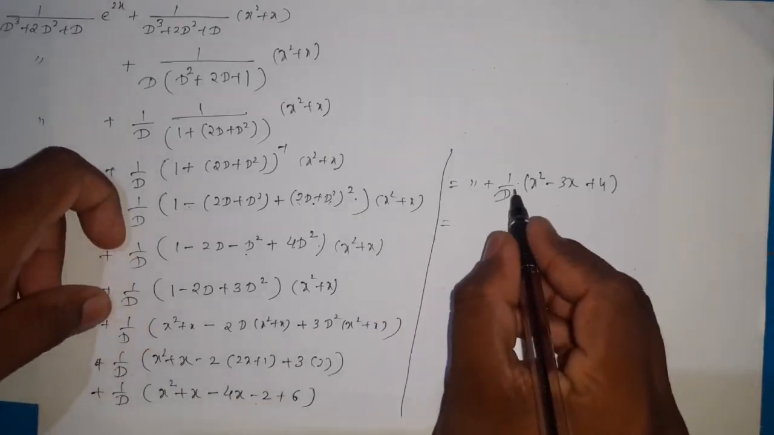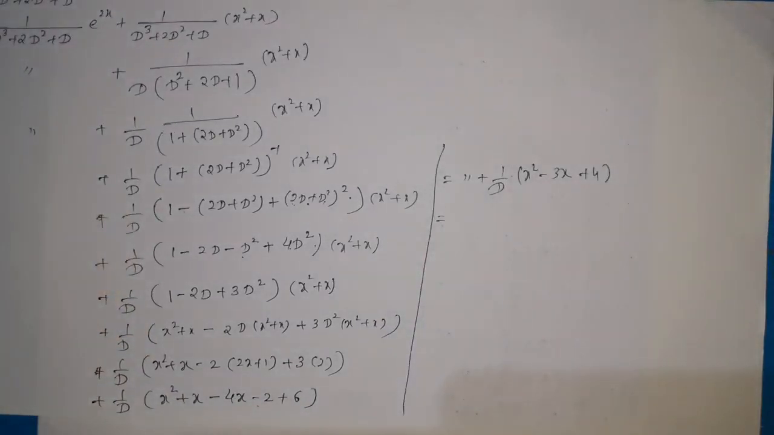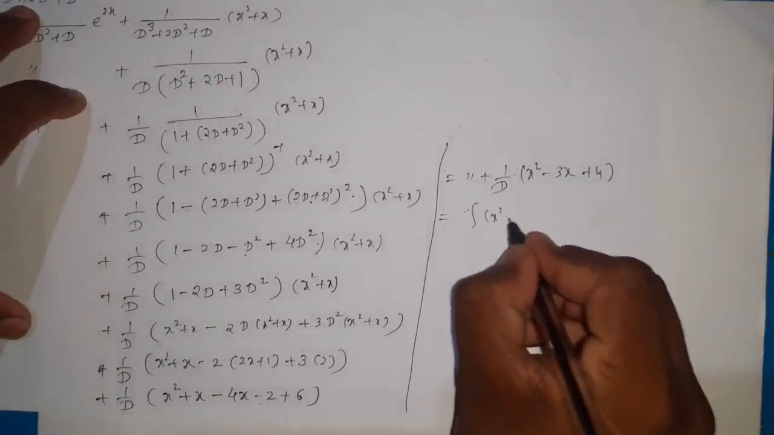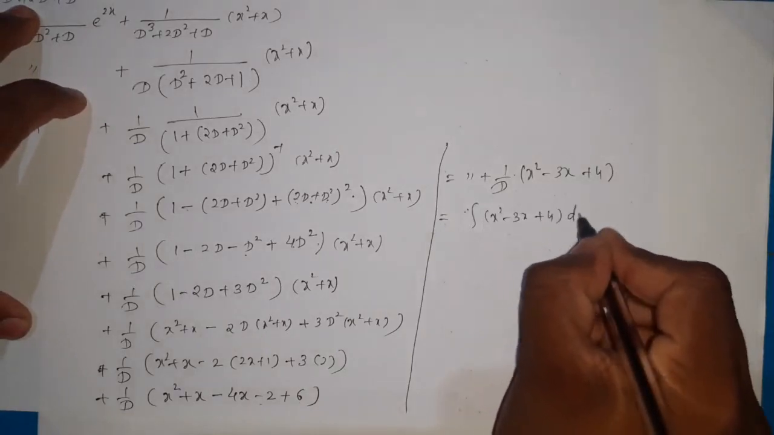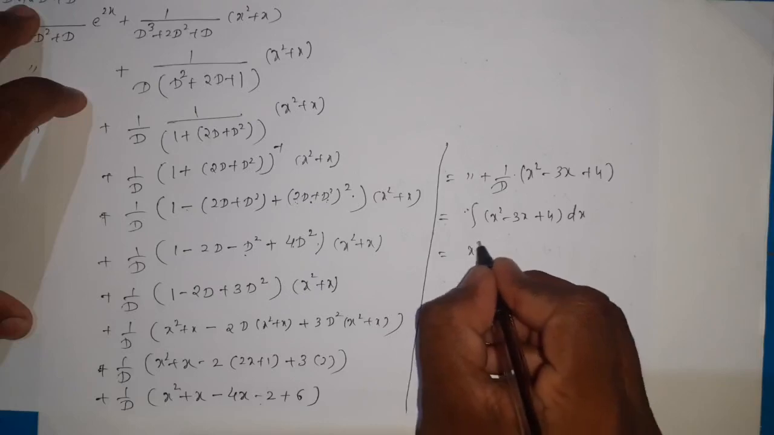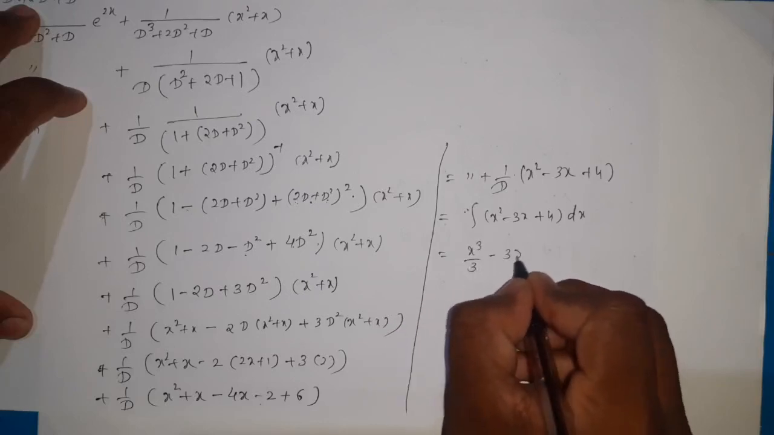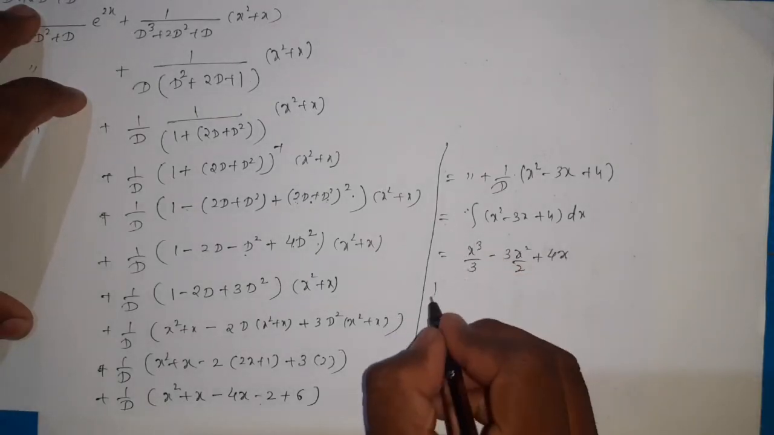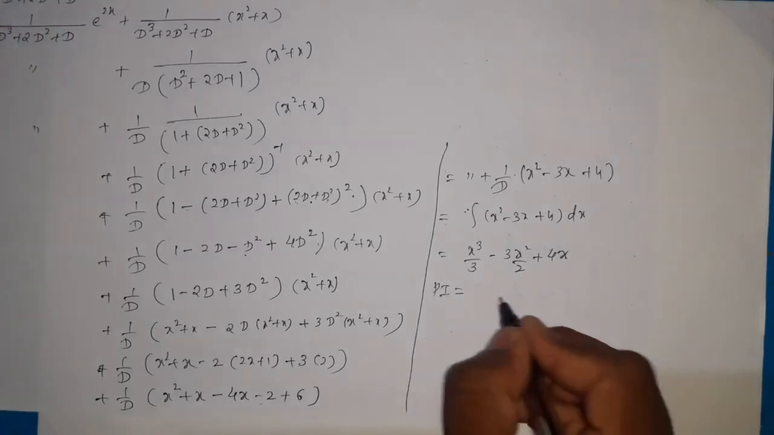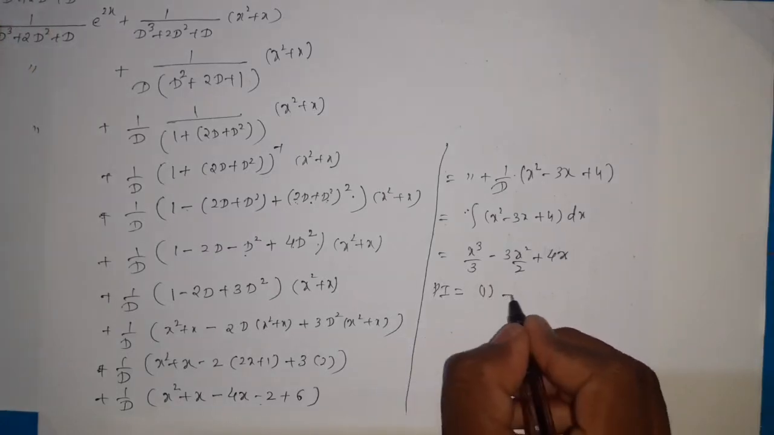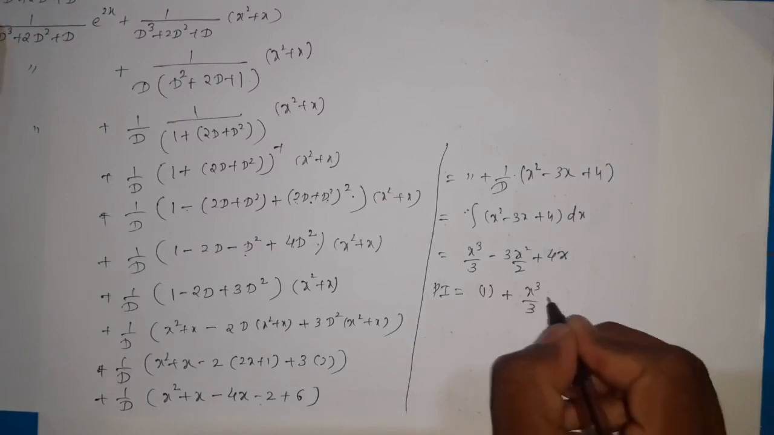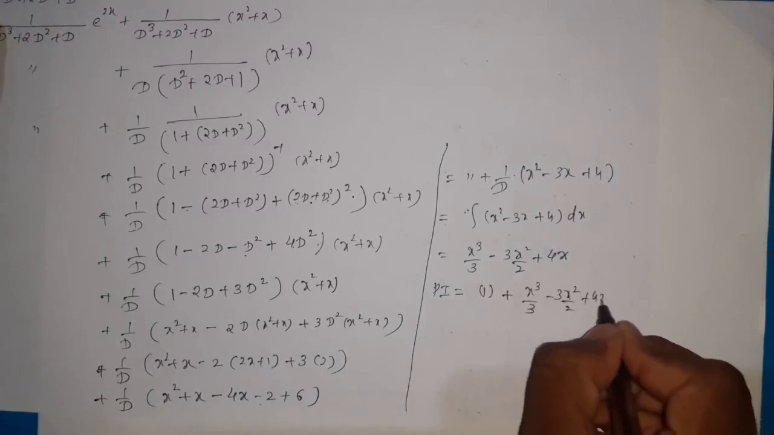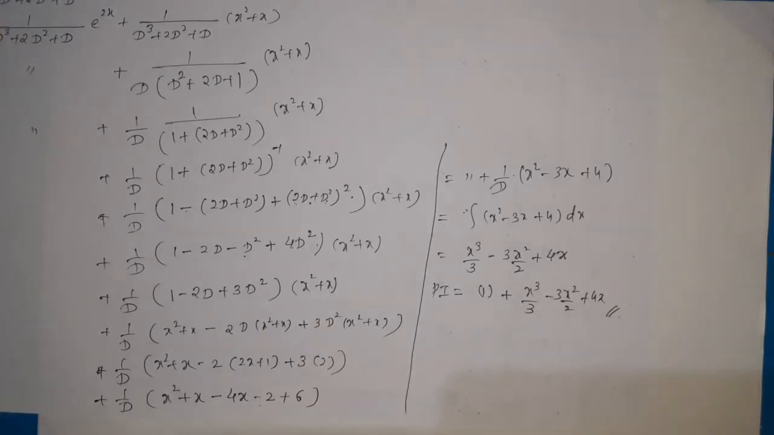Then this is equal to, so we know that 1 by D is the inverse operator. So therefore the integration of x square minus 3x plus 4 into dx is equal to x cube by 3 minus 3x square by 2 plus 4x. So therefore the particular integral is equal to the solution of the first part plus x cube by 3 minus 3x square by 2 plus 4x, which is the required answer.